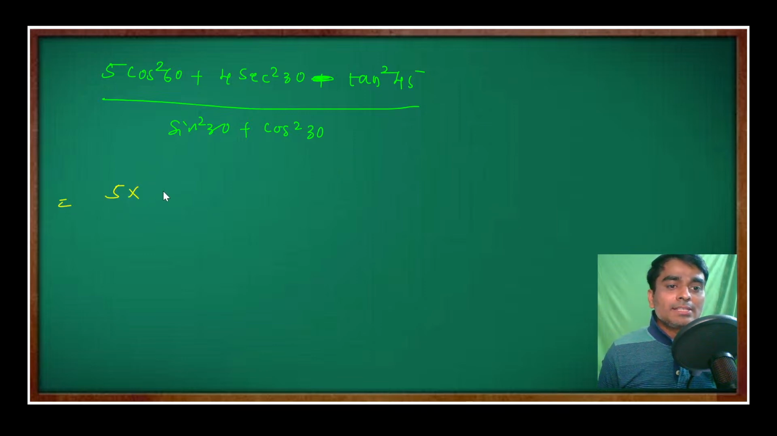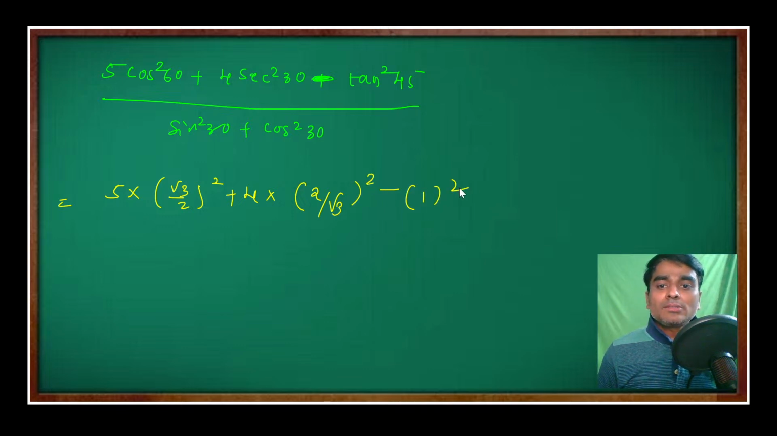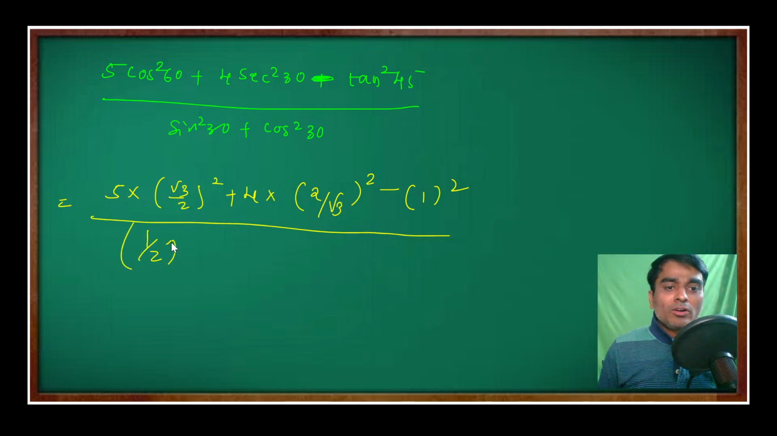See, I know like this: 5 into root 3 by 2 whole square, 4 into 2 by root 3 whole square, minus 1 square. This is how I know. Am I thinking? I am not thinking. Automatically values are coming.